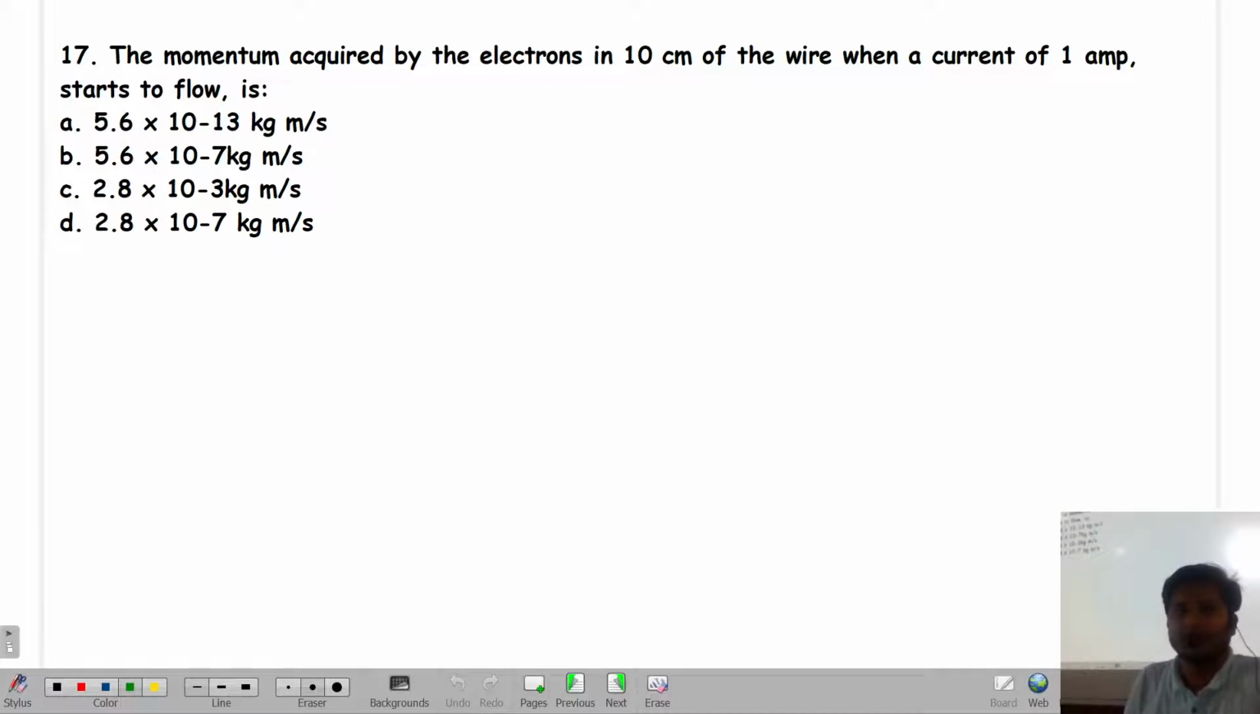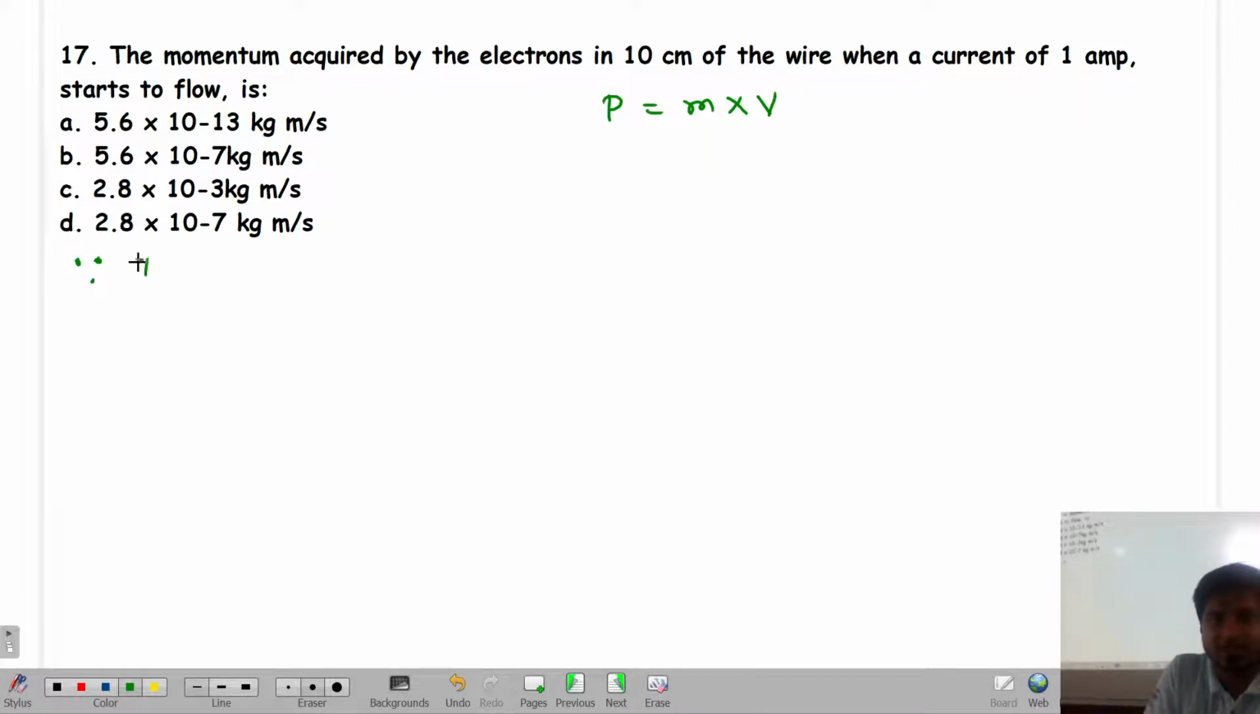What it is saying: the momentum acquired by electrons in 10 centimeter of wire when current of 1 ampere starts to flow. Okay, first important thing, momentum. What is the momentum formula? Momentum is what? P is equal to mass into velocity, or not? Yes or no? Inside the wire, electrons do not move with the speed of light. They move with drift velocity.